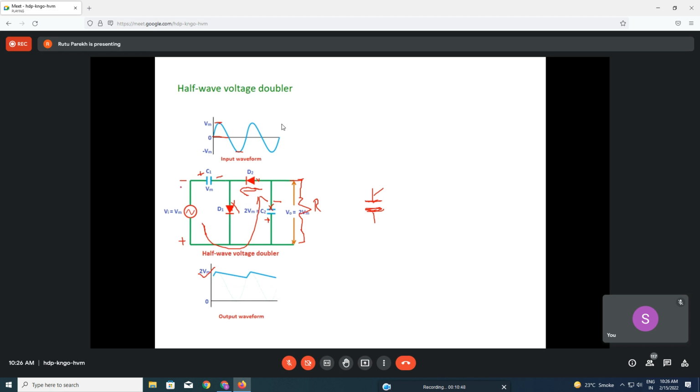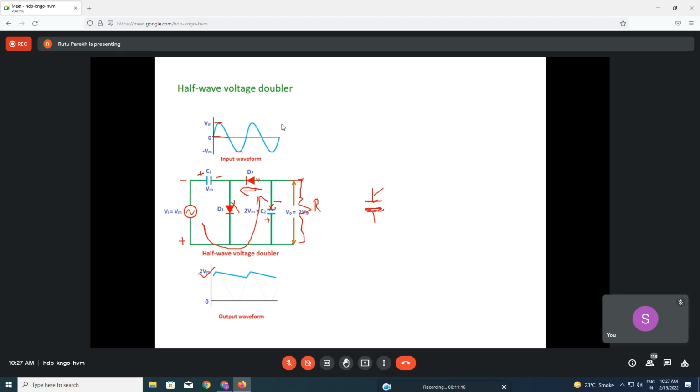So this is now 2 times VM, and with this polarity, plus and minus, it will charge to 2 VM, because this is 1 VM and this is another VM, and hence it will be 2 VM with this polarity, minus and plus. We can always invert the polarity using a transistor, I will show you. So that polarity is not a big deal. Although it comes out negative, we can invert it and put it in the positive direction here.